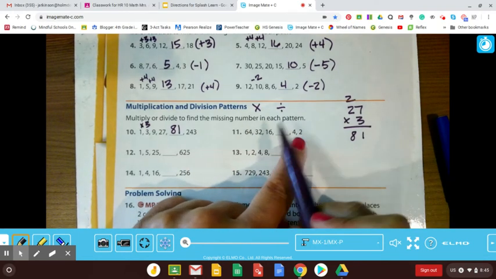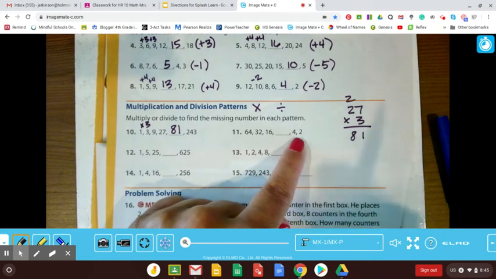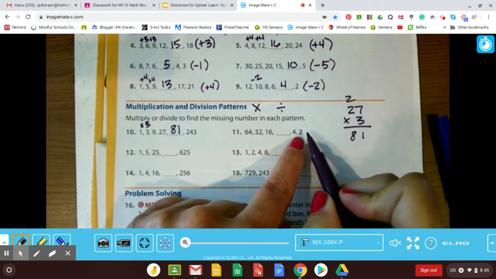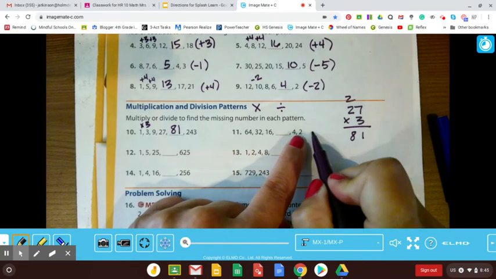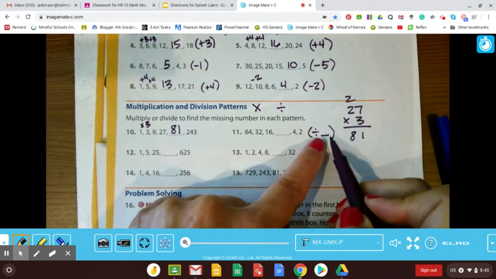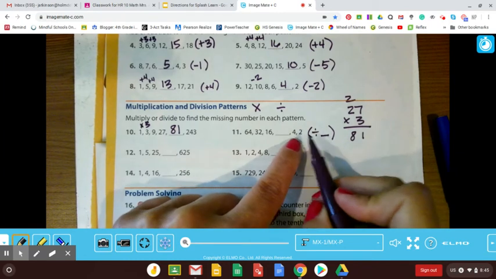And since I'm going backwards, I have to do inverse operations. So now I need to think in terms of multiplication, right? My rule is still going to be division. That's my rule, divide by something. But I need to figure out what that something is. So I'm going to use multiplication to help me do that.